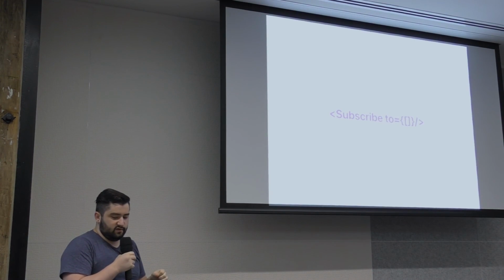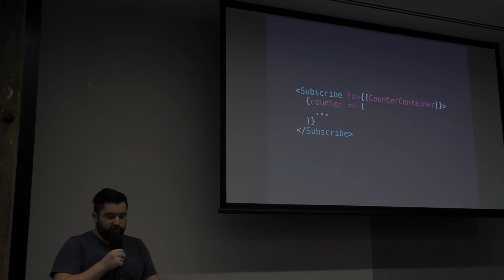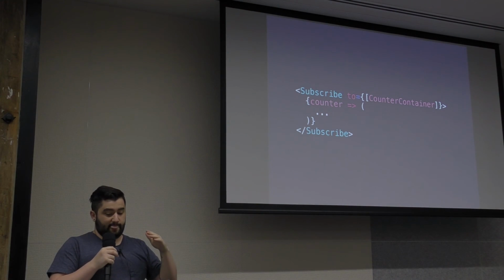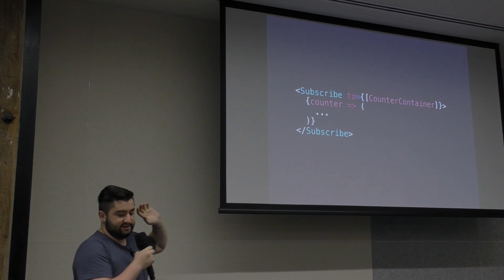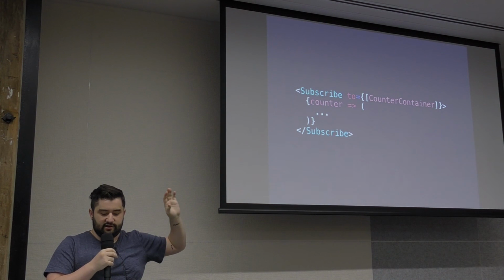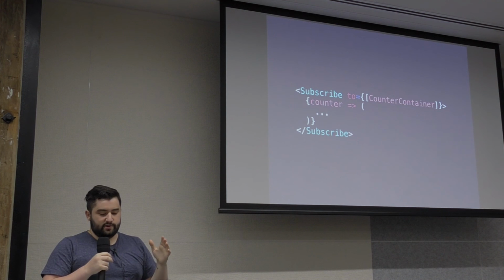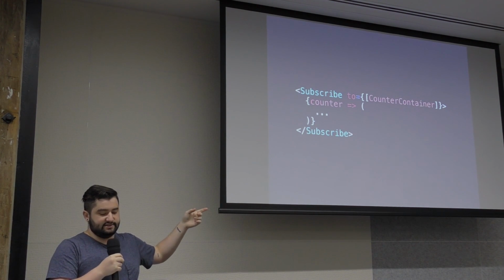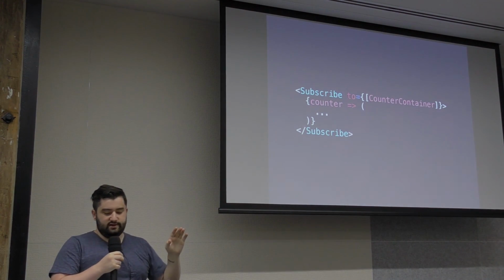The next piece is going to be subscribers. A subscriber is just a component which accepts a to prop, which you can pass your container class to. And note that we're passing the reference to the class itself and not an instance of the class. This is going to get important later. Inside of our subscribe component, we're going to pass a function as its children, and that function will receive an instance of our class. Internally, Unstated creates its own instances of these containers.